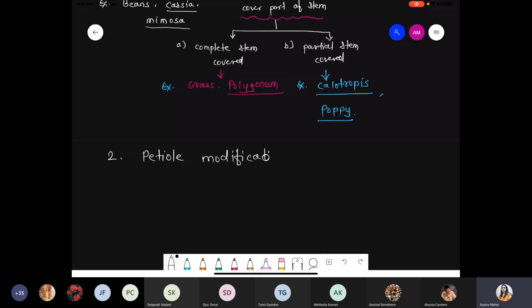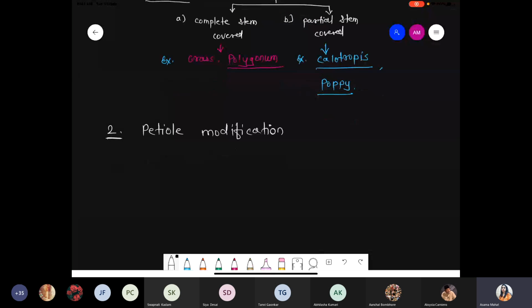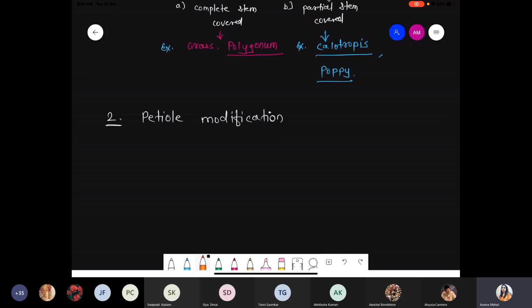One question was already asked, the petiole gets expanded. It looks like wings. So the first condition is the winged petiole. And the other point we'll talk about is the spongy petiole. Winged petiole and spongy petiole, again, these are the two modifications present in the petiole.